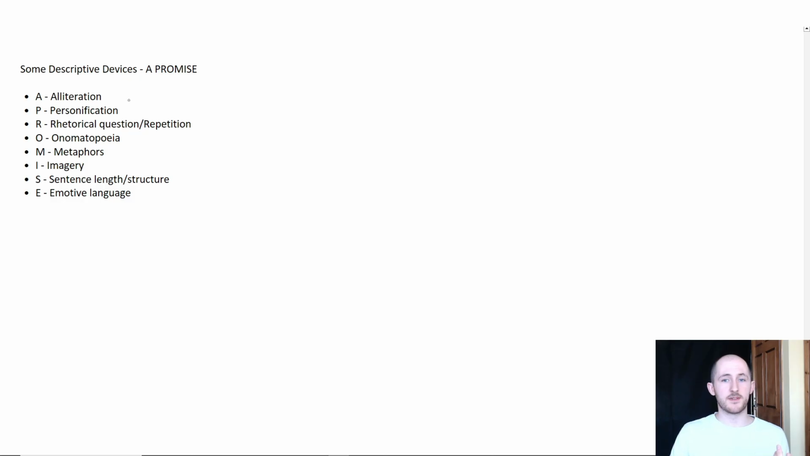Here are the descriptive devices I'd recommend that you use. A-promise is the acronym. Alliteration is quite useful. Again, that's just starting multiple words with the same letter or sound. Personification, so giving inanimate objects human-like or people-like features. Rhetorical questions are really, really good, as well as repetition, so repeating similar ideas. Human beings pick up on that and it's more interesting.